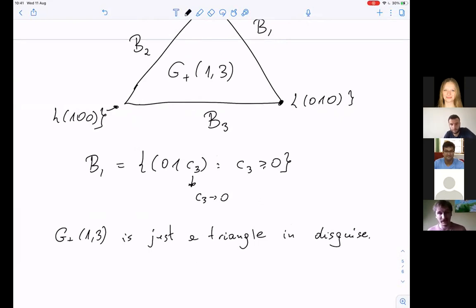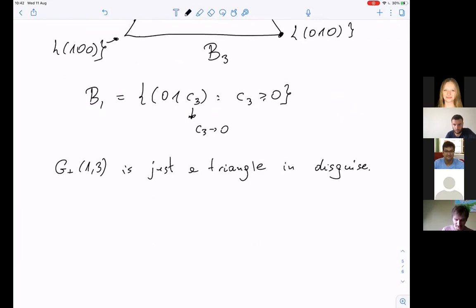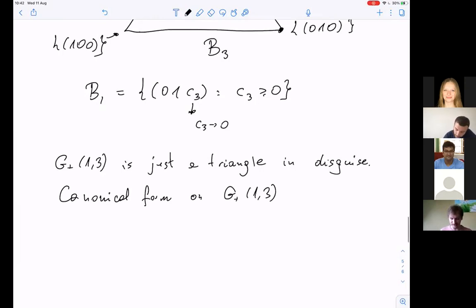Okay, so the boundary structure of this object is exactly the same as the boundary structure of the triangle. And this can be generalized later, as I will come to in a second. And then you can also define the canonical form. So the canonical form on G plus 1, 3 is very easy to write using this parameterization.